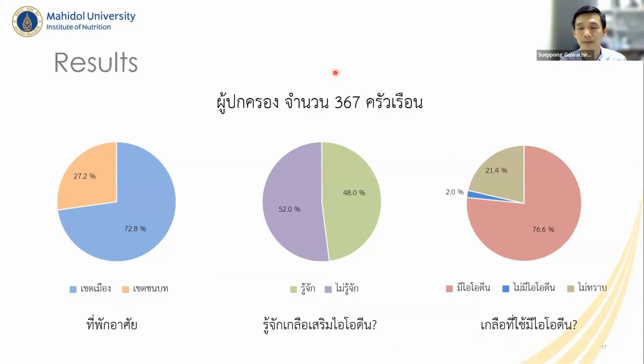We also have an additional question asking what types of salt they use in their household. Are they iodine salt or non-iodine salt? If you look at this information, 76.6% of the parents that answered the survey say they use iodine salt. Only 2% say they are not iodine salt, and about 21% say they don't know. They are not sure if they are consuming salt with iodine or not.